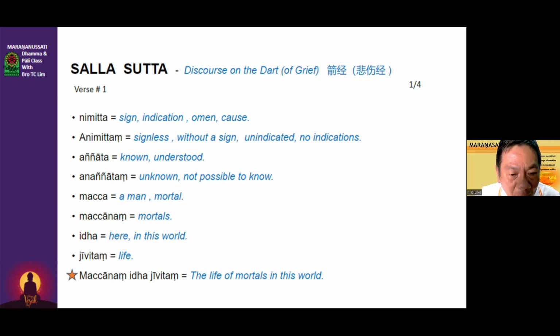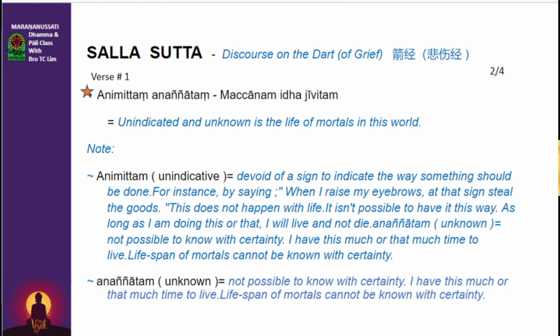Macha is a man or a mortal. Machanang means mortals. Mortals means human beings who can die. Ida means here, but normally it means in this world. Jivitang, life. So machanang ida jivitang, the life of mortals or the life of human beings in this world. Animitang, anayatang, machanang ida jivitang: unindicated and unknown is the life of mortals in this world.